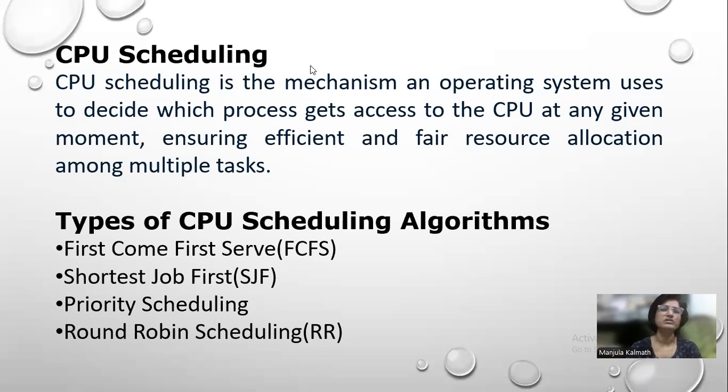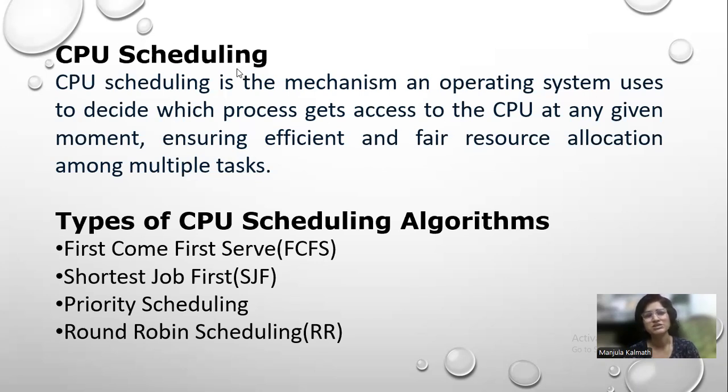Hello everyone. In this video, I am going to explain different CPU scheduling algorithms. So here we have CPU scheduling. CPU scheduling is the mechanism an operating system uses to decide which process gets access to the CPU at any given moment, ensuring efficient and fair resource allocation among multiple tasks.